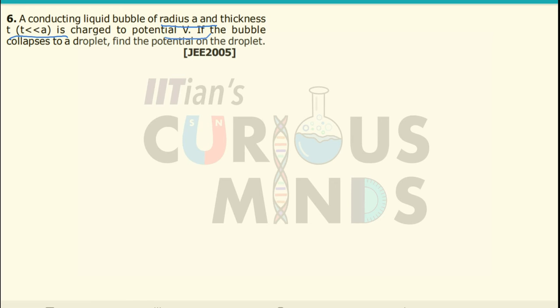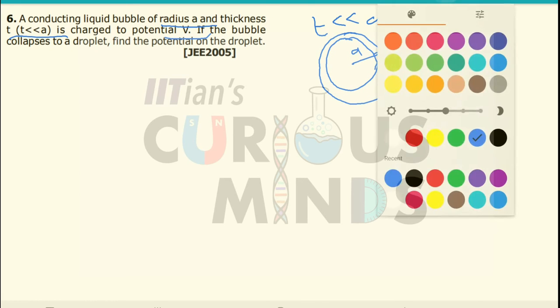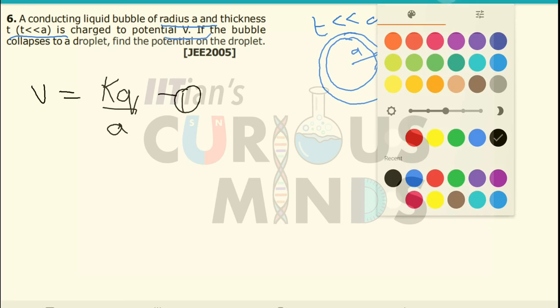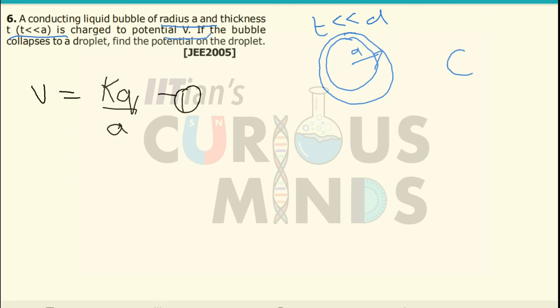First of all, let me start with the bubble. Its thickness t is very small as compared to the radius a. So the potential of this bubble, V, will simply be equal to kq divided by a, for this liquid bubble, as it collapses into a very small drop.